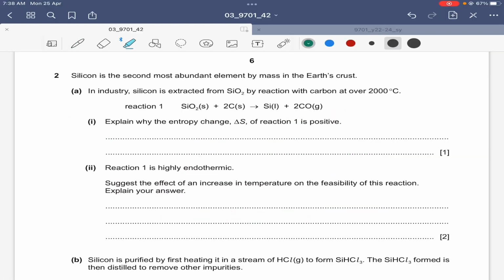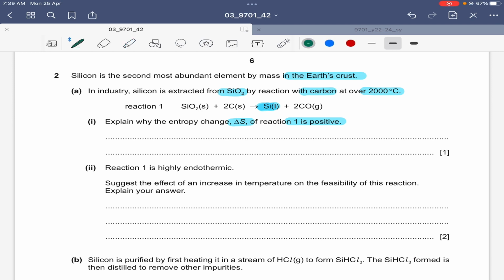Question number 2 is: silicon is the second most abundant element by mass in the Earth's crust. In industry, silicon is extracted from SiO2 by reaction with carbon at over 2000 degrees centigrade. So carbon is acting as a reducing agent in this reaction, and we get silicon. The first part of the question is, explain why the entropy change delta S of reaction 1 is positive.